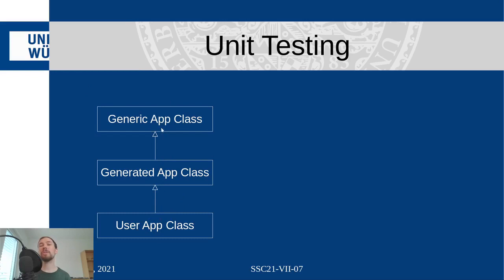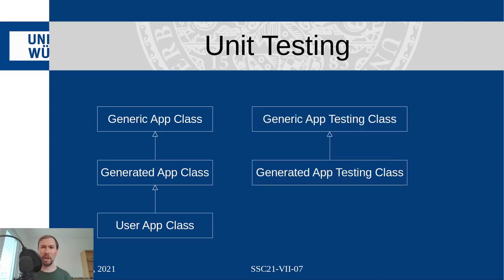And these two classes already implement behavior of the onboard software, which is not required by the unit testing. And on the other side, unit testing can be made easier if we would provide additional features to those classes. And therefore, in order to provide the unit testing, we have our own generic app testing class. We have our own generated app testing class, so based on the model of the app. And what we do here is that when we compile the testing code, the user app class will inherit from the testing classes instead of the normal app classes.